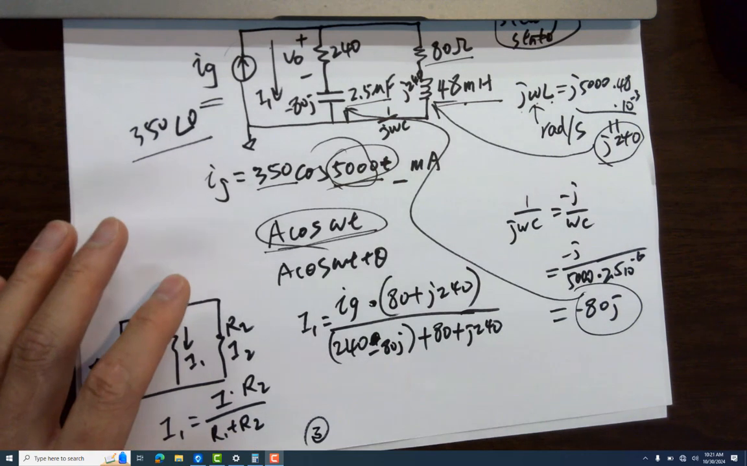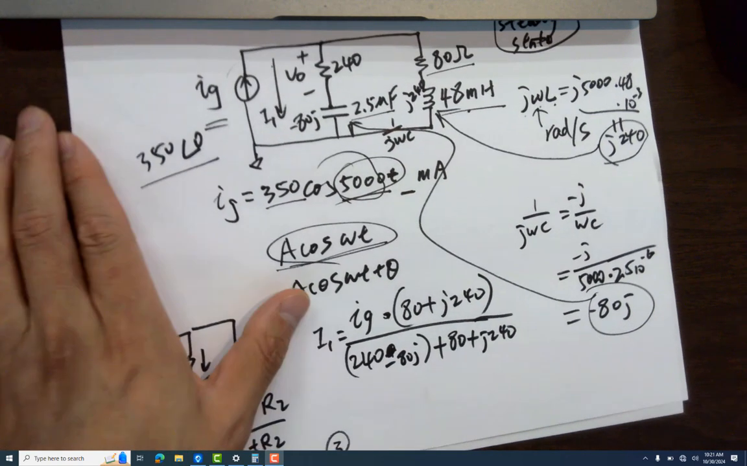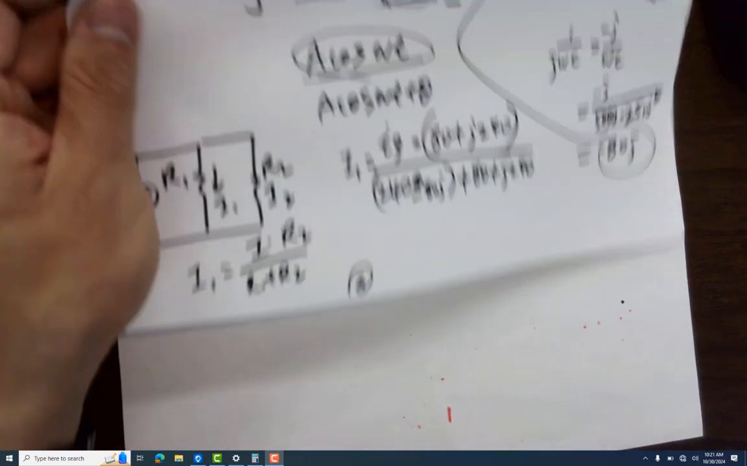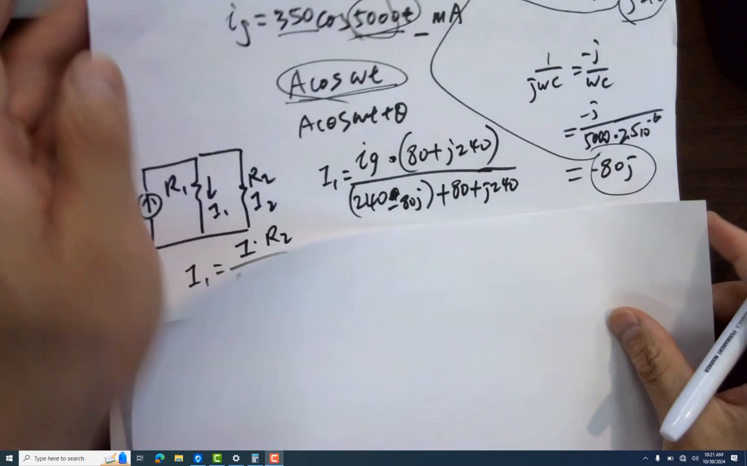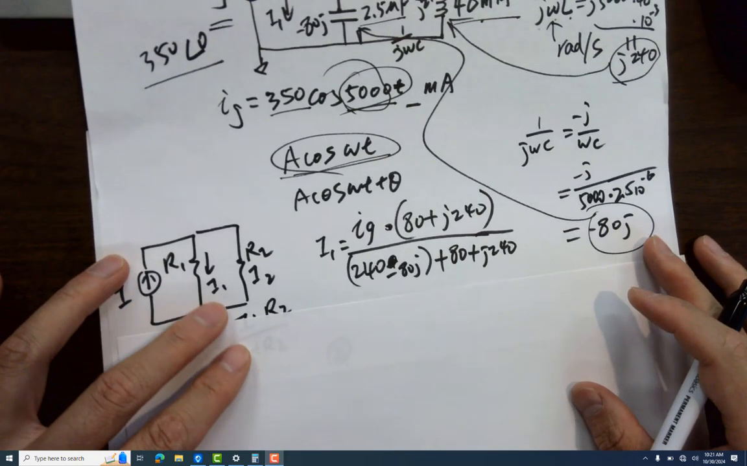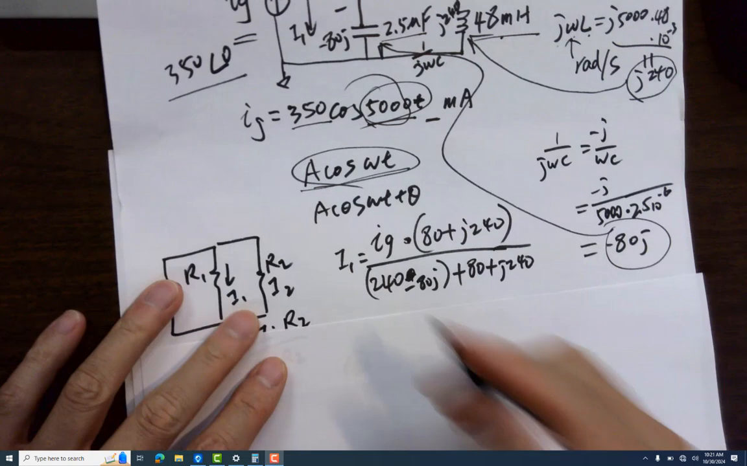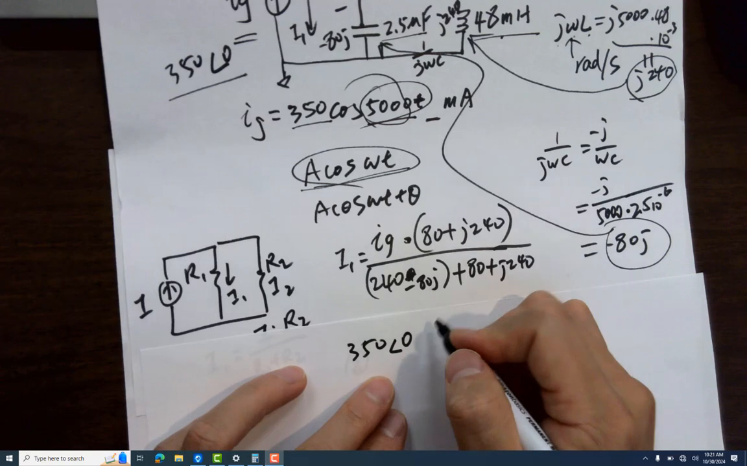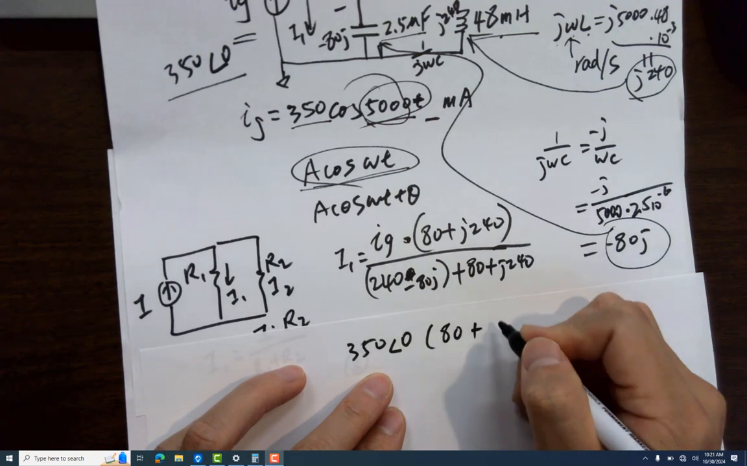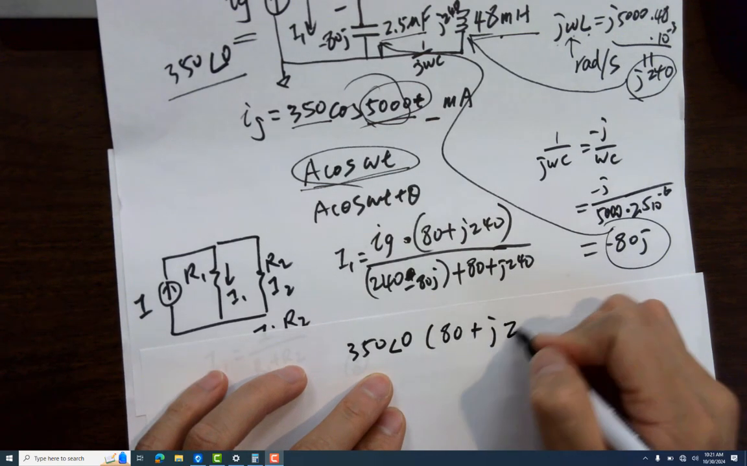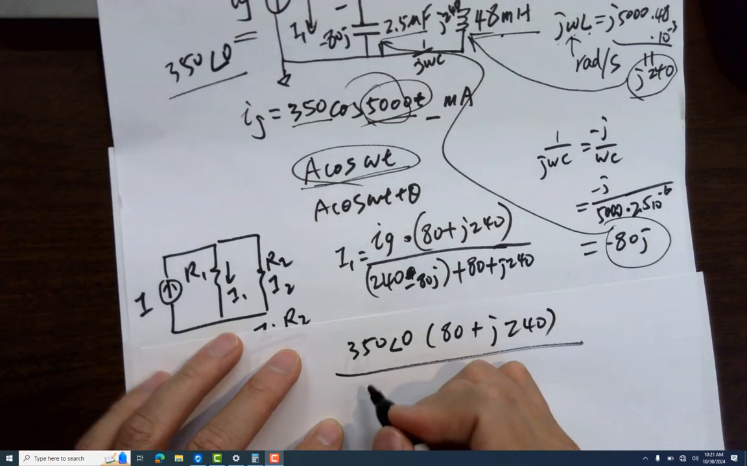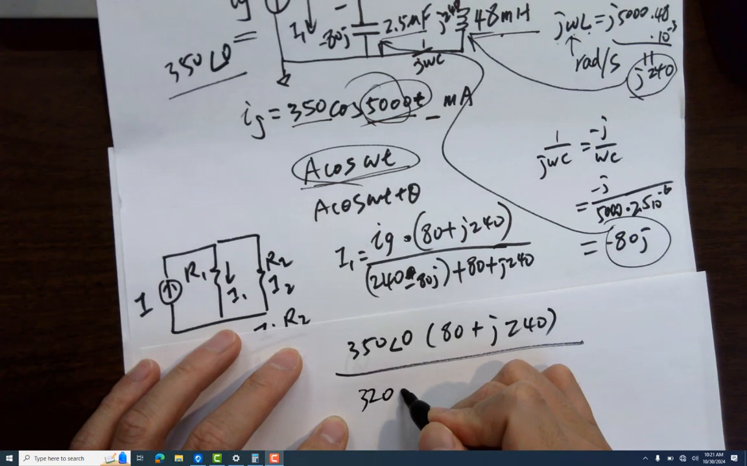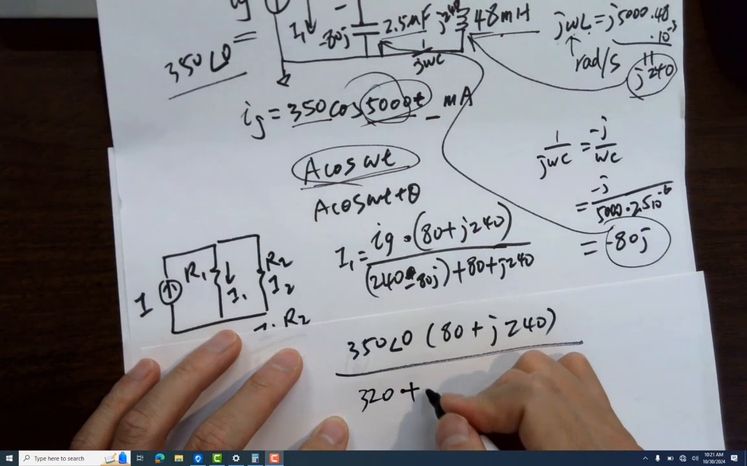Important. We haven't done this before. So there is a lot of confusion, but it makes a lot of sense when you use phasors because it's exponential. Take a look at how to do it. What is IG? Plug in 350, angle 0. And then 80 plus J240. Let's just expand it. You're getting 320 plus 160J, right?